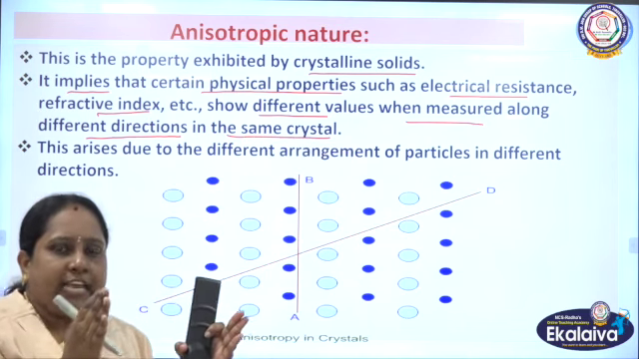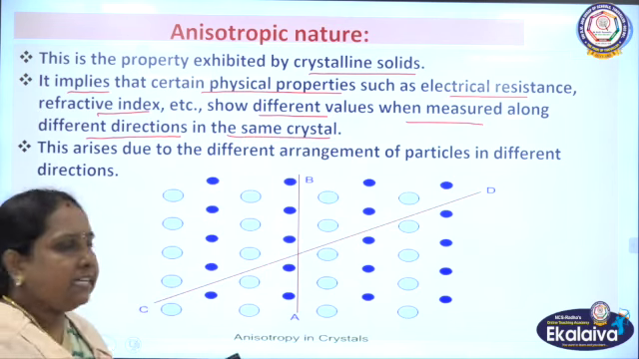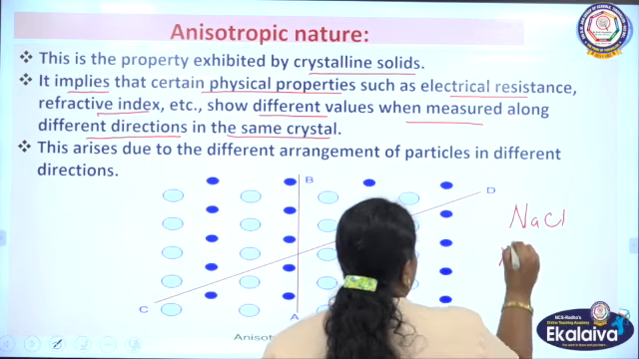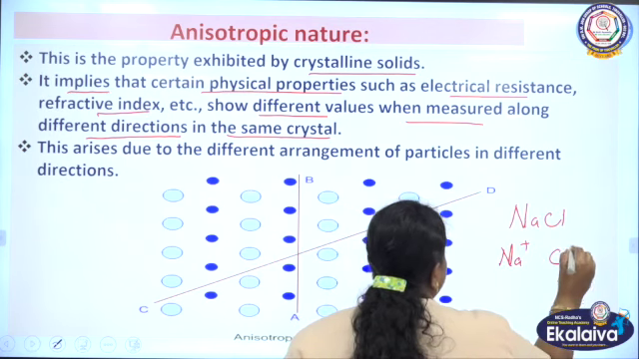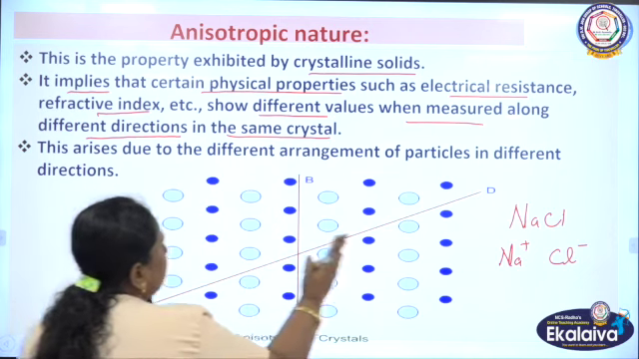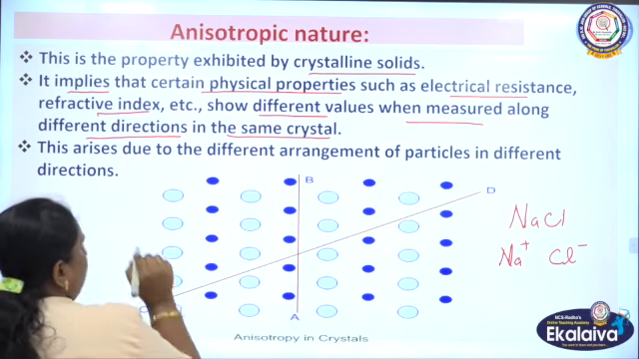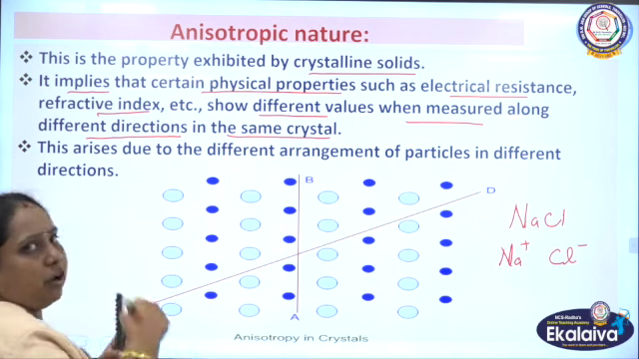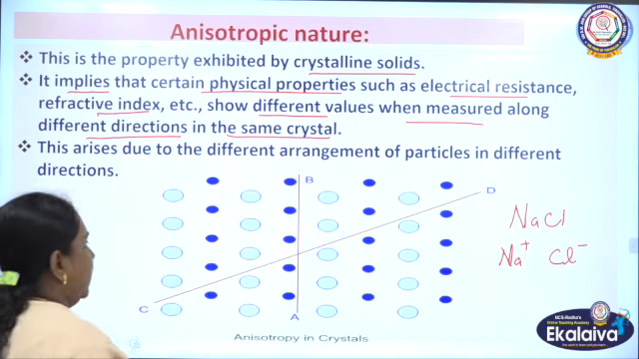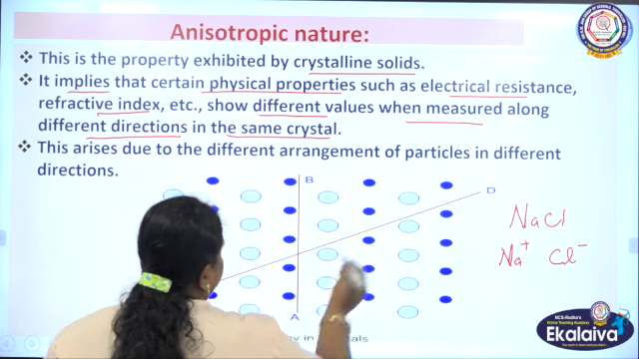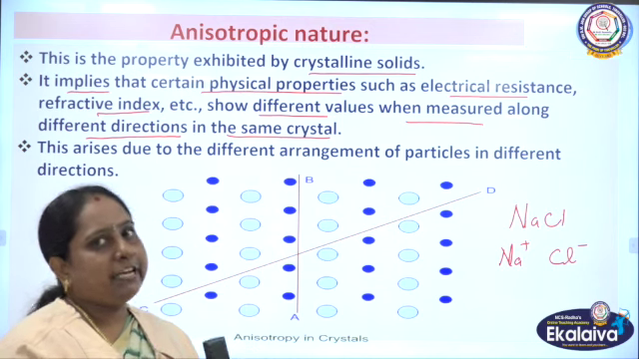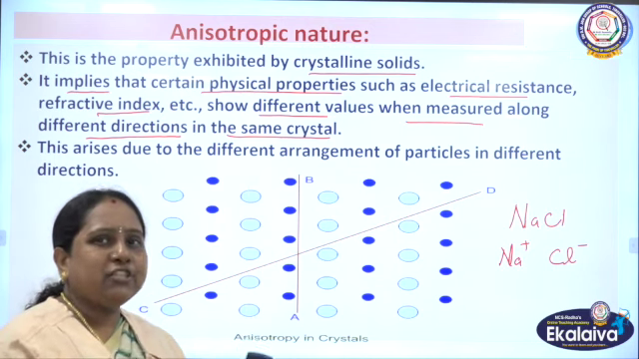So the crystal will be the same. For example, take a crystalline solid like NaCl, sodium chloride, which contains Na plus positive lattice points and Cl minus negative lattice points. If you look at the structure of this NaCl, sodium ion, chloride ion, sodium ion, negatively charged ion and positively charged ion, they are just aligned. If you go in any direction and the magnitudes of the properties are the same, then we can say that the solid obeys isotropic nature.